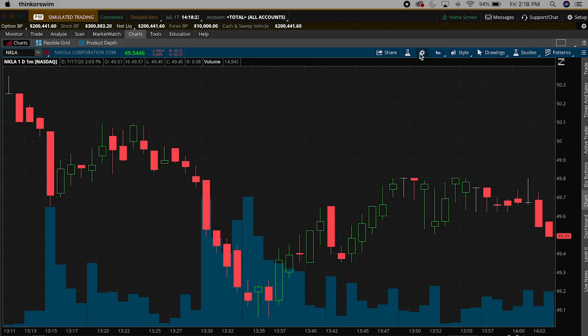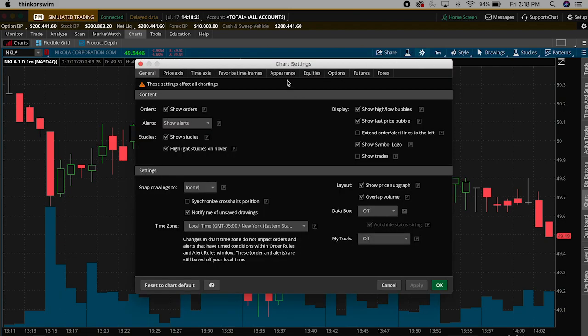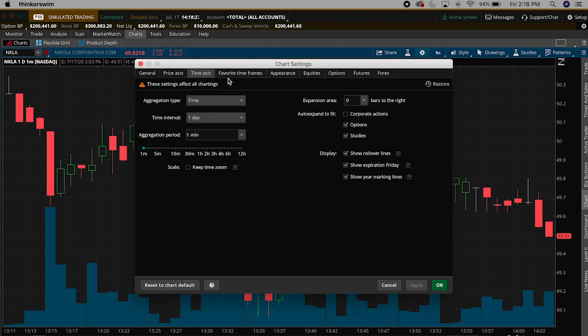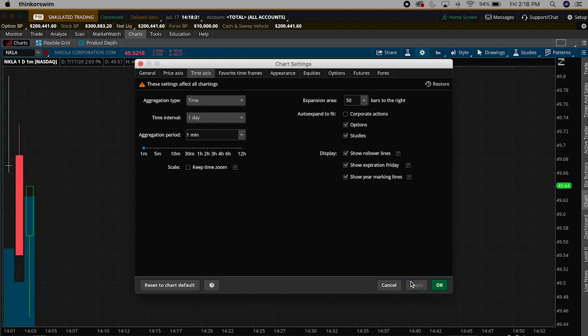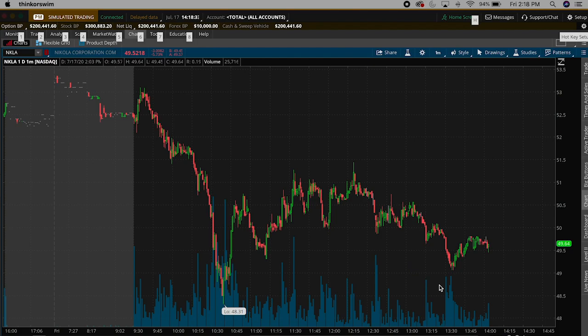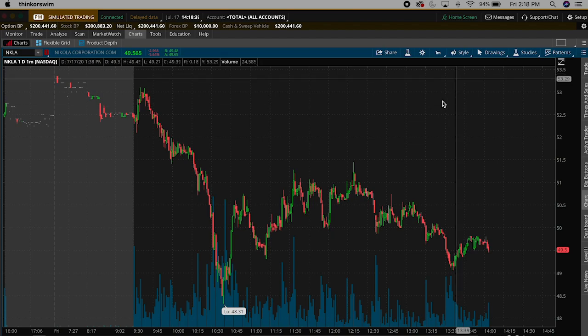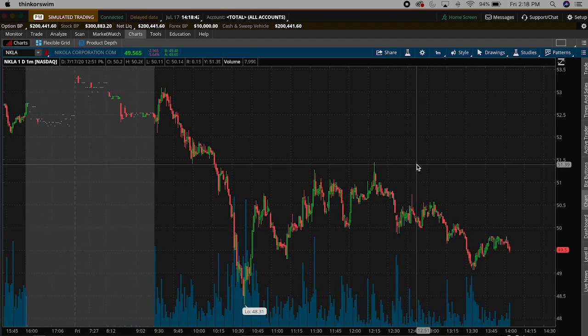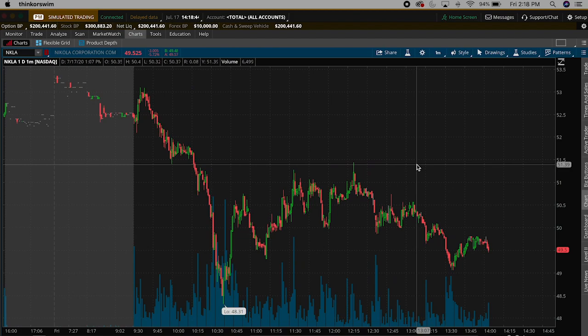So you hit chart settings, go into time axis, and then you go to bars to the right, add 50, hit apply. Boom, there you go. Zoom back out and you can see where the stock's going to go. Now, onto the trading strategies. You can see that there's not really any indicators telling you what to do or anything to read. So you want to go up to studies, and I always go off studies here.